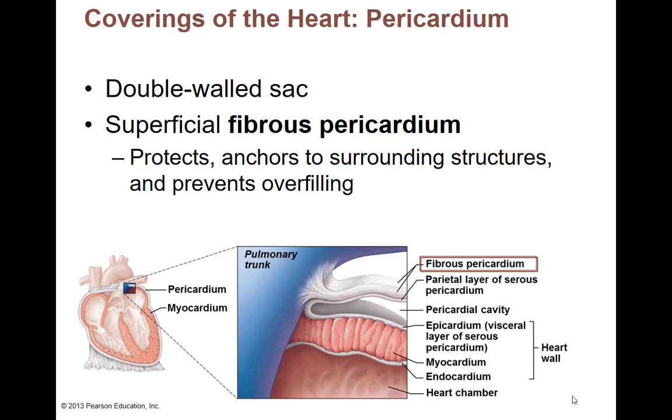Now, the heart itself has several coverings on it. One, it sits inside of a double-walled sac, our pericardial sac. However, it also has a superficial fibrous pericardium, which is a lot to say. But here's our superficial, on the farthest outside, fibrous pericardium. And you can see all the little fibers there. That helps protect the heart and the cavity, and it helps anchor it to other surrounding structures, whether it's anchoring itself to part of the lungs, or to part of the sternum. It helps anchor it and keeps it in place.